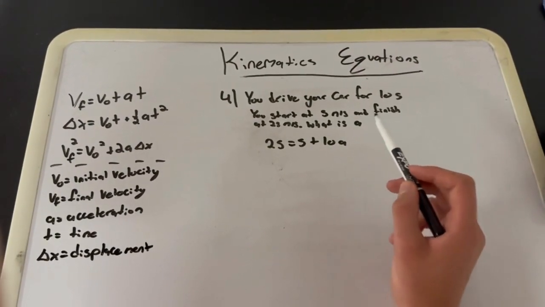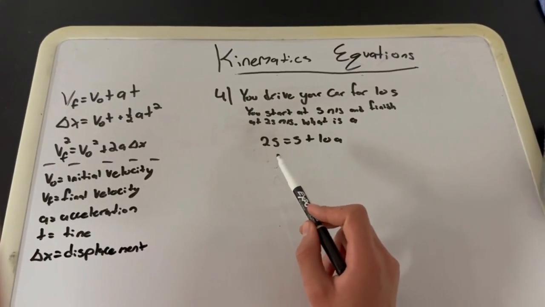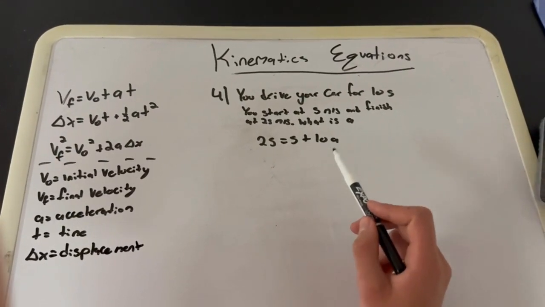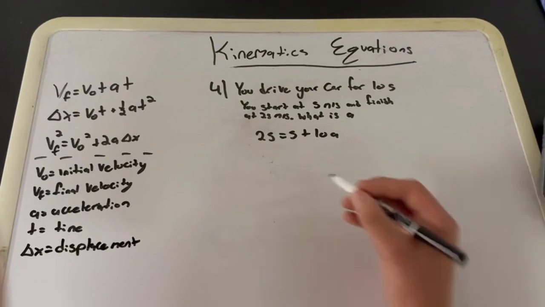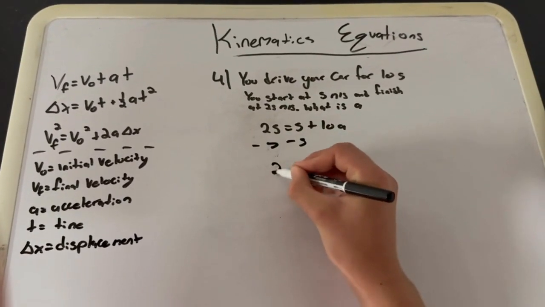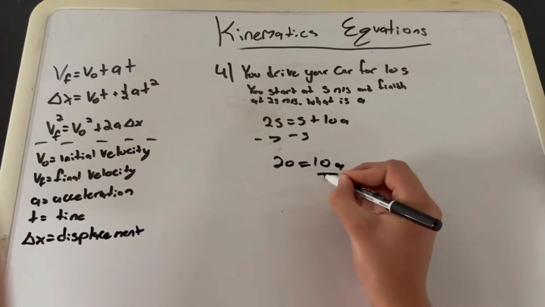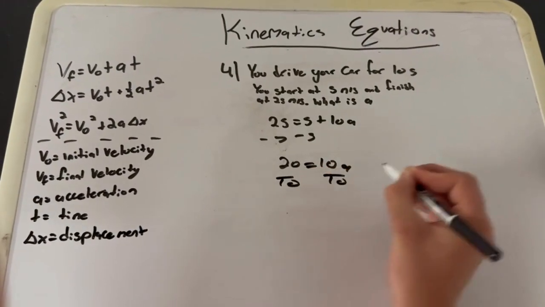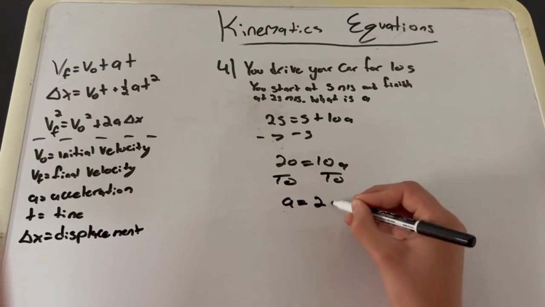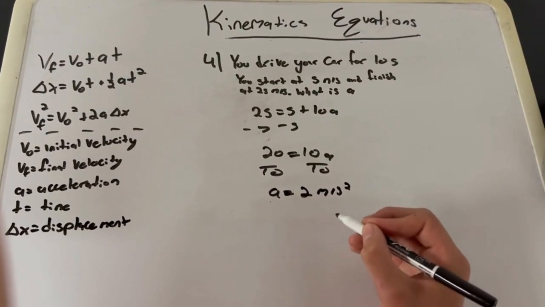What is A? For this problem, we would use the first equation in which 25 is the final velocity, 5 is the initial velocity, 10 is time, and the acceleration is the variable we're looking for. So here, you subtract 5 from both sides, making 20 equals 10A. And then you divide both sides by 10 to isolate the acceleration, and this would help you find your value. So the answer for this problem is that the acceleration would be 2 meters per second squared.